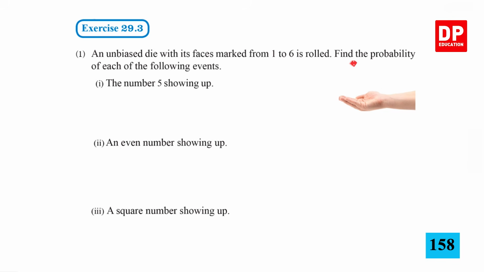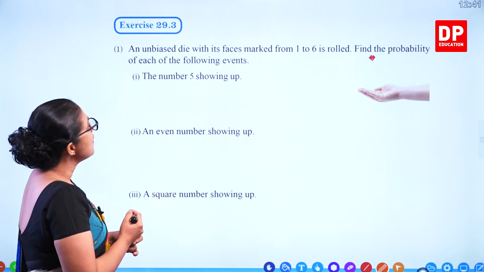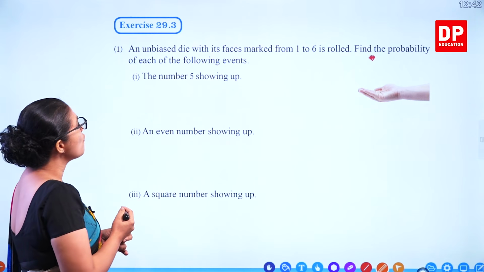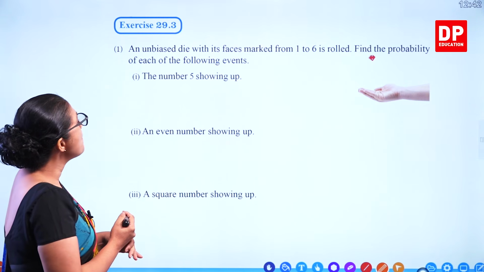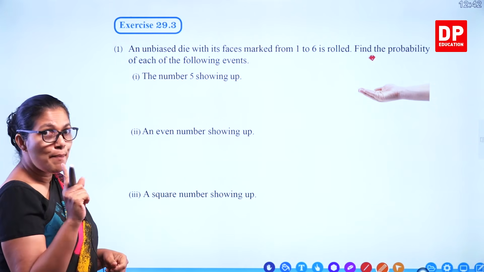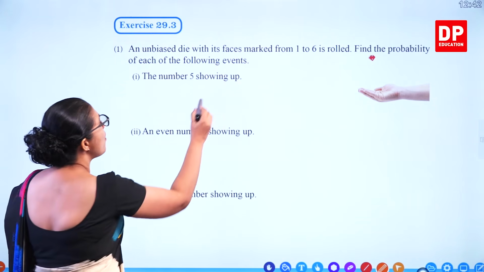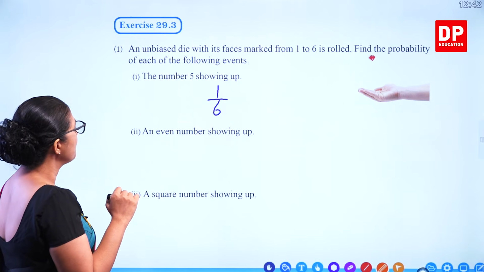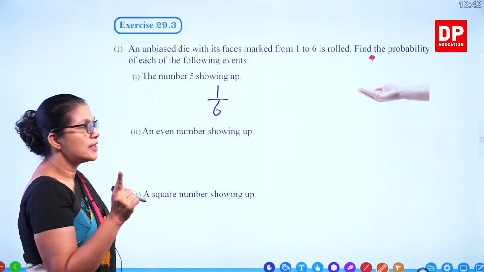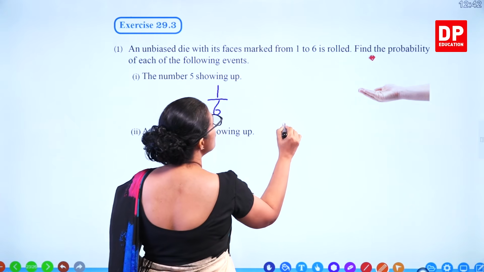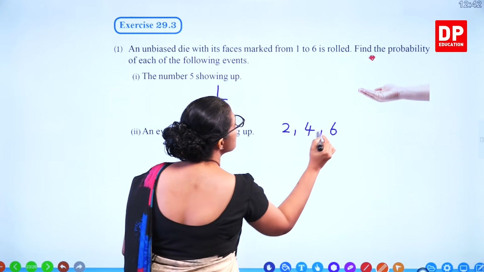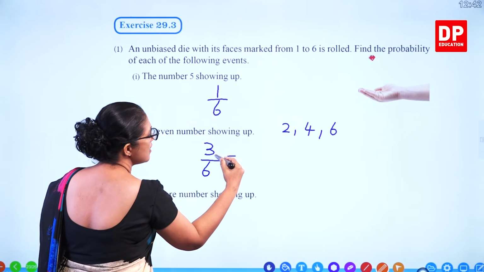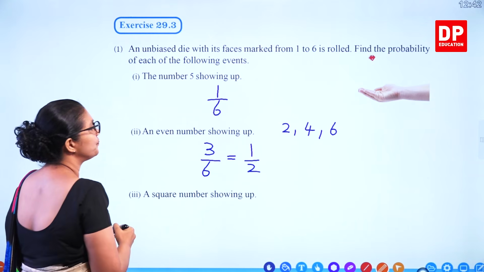Exercise 29.3. An unbiased die with its faces marked from 1 to 6 is rolled. Find the probability of each of the following events. The number 5 showing up. One possibility. So 1 possibility out of 6 sides. That's 1 over 6. An even number showing up. So what are the even numbers? 2, 4, 6. 3 possibilities out of 6. Or you can divide by 3 and write 1 over 2.